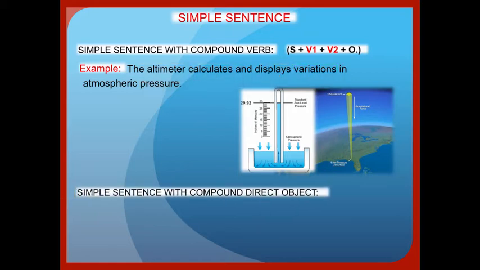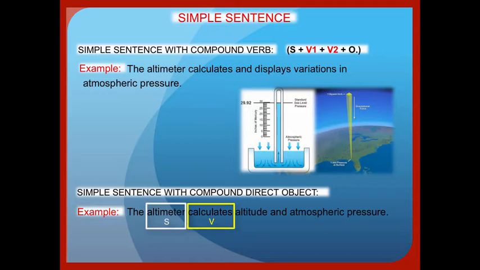An example of a simple sentence with a compound direct object would be, the altimeter calculates altitude and atmospheric pressure. Again, the dominant sequence would be S plus V plus O1 plus O2.